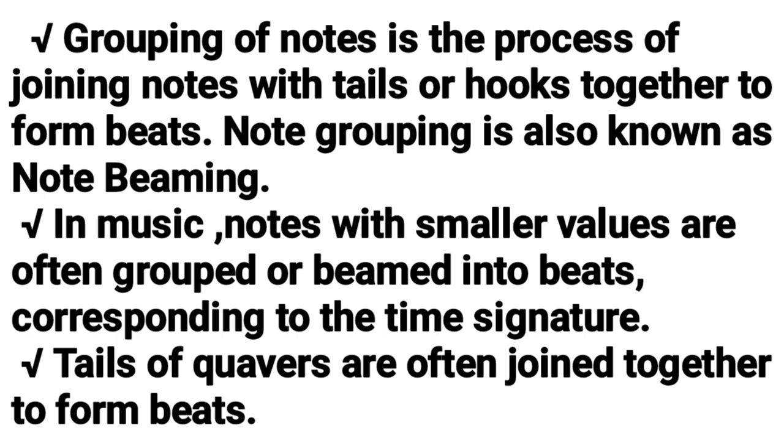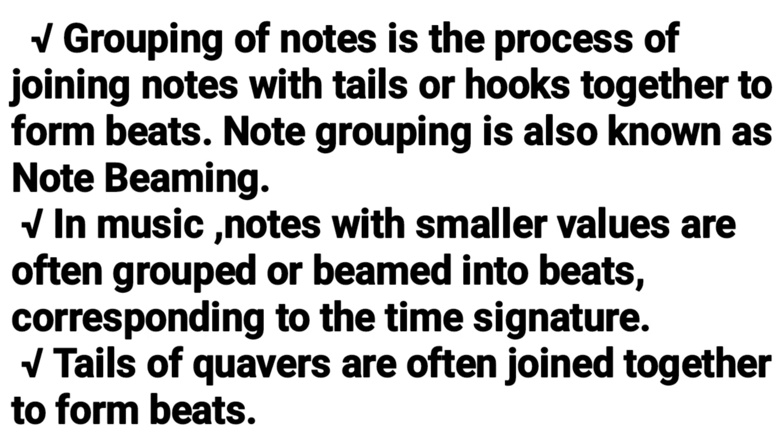Remember, as a teacher, as a learner, you are supposed to know some parts of a note. One of the parts of a note is the tail, which we'll be using to group or to join or to beam the notes together. Also, in music, notes with smaller values are often grouped or beamed into beats, corresponding to the time signature given there. And tails of quavers are often joined together to form beats. And when you join two quavers together, you'll be forming a crotchet beat. So that's the concept we are supposed to have in mind before we start grouping of notes.